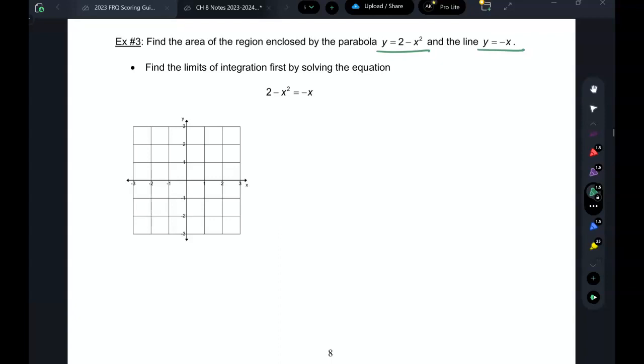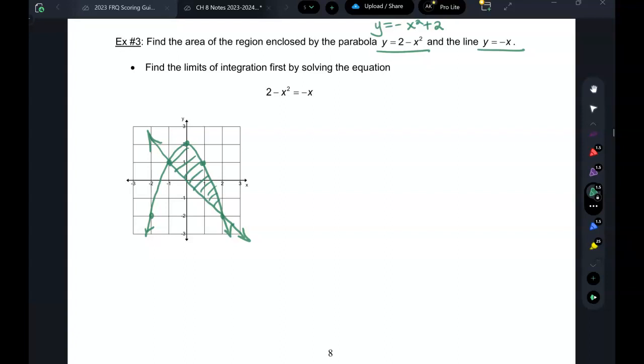So what does y equals 2 minus x squared look like? It's a negative x squared plus 2, so it's going to go here, like this. And y equals negative x, which is going to look like this. So we are trying to find this area.